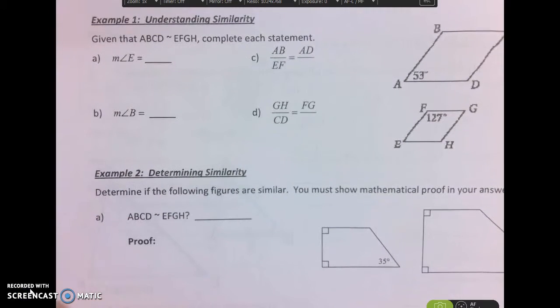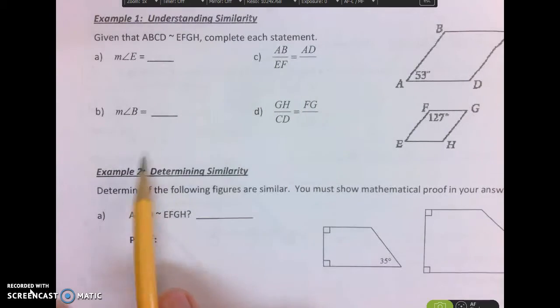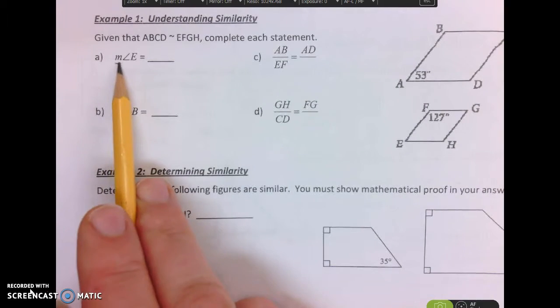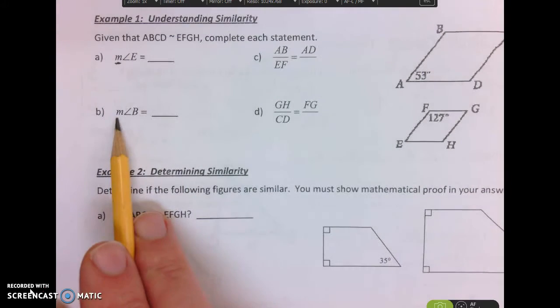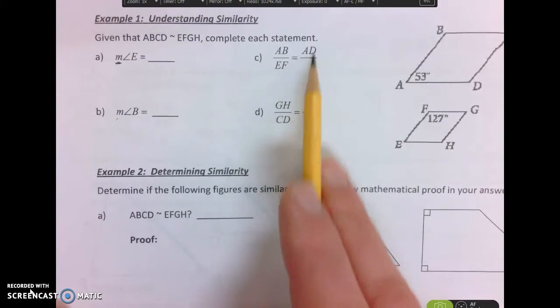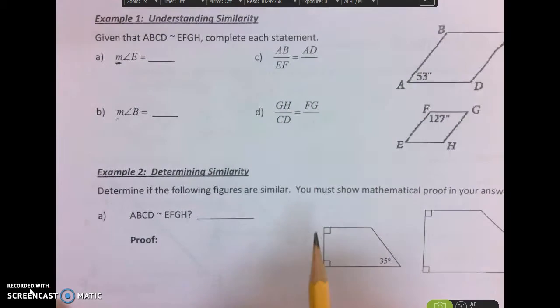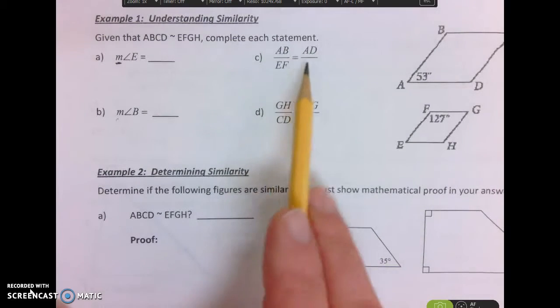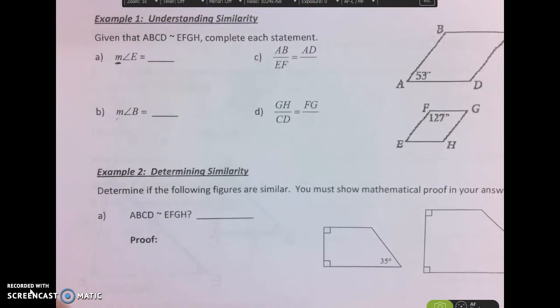Okay, as we work through example 1, if I were you right now, I would pause the video and see if you can answer these questions. Notice this is asking for the measure of angle E, not the angle it equals, but how many degrees is it? Same thing with B. And now this is just creating proportions with sides. So you got to match the sides up with their proportional sides, and you should be able to fill these in. So I'm going to give you a second, or why don't you go ahead and pause the video, and then we'll fill them all in.